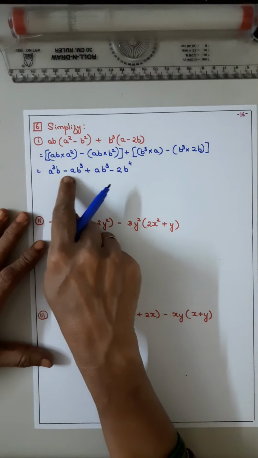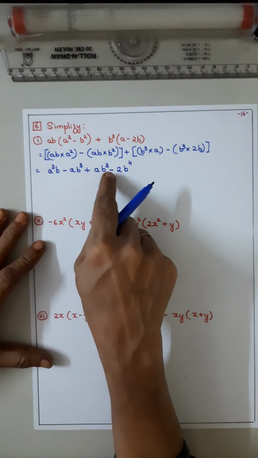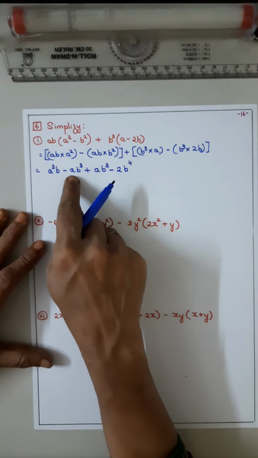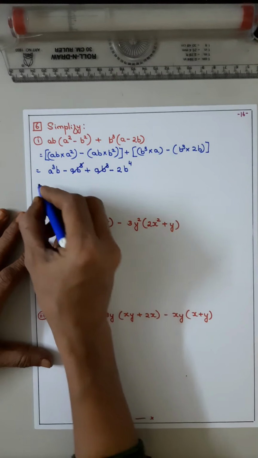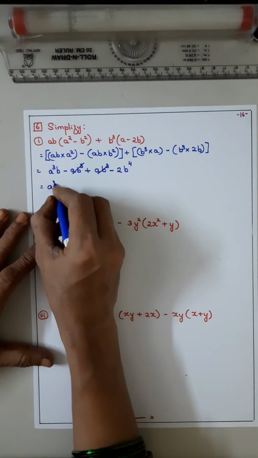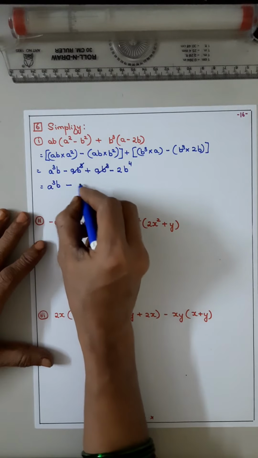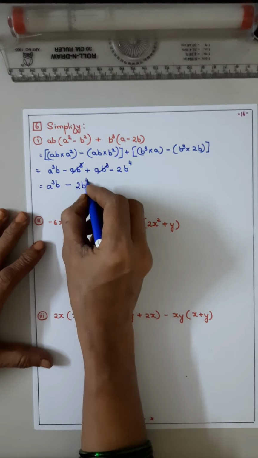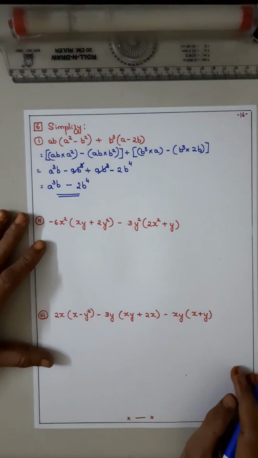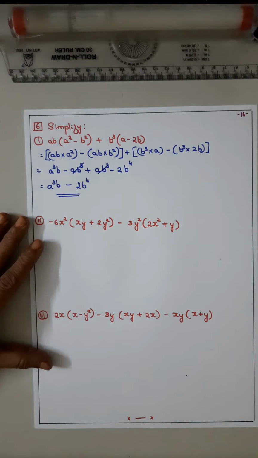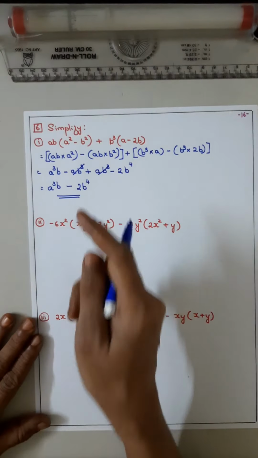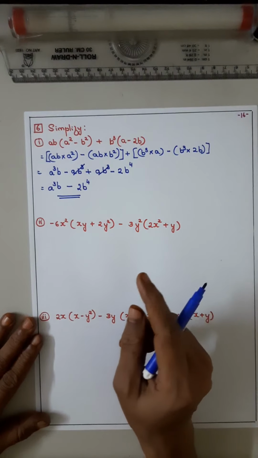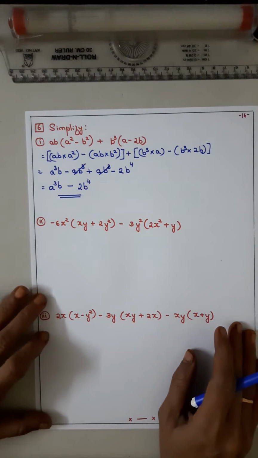Now minus AB cube plus AB cube. The alphabets are same, but the only difference is with the sign. Then this gets cancelled. So the final answer is A cube B minus 2B to the power 4. Same numbers, opposite signs, plus 5 minus 5 is 0. That's how here also. Same alphabets, but the signs are different. You just cancel it. That becomes 0.